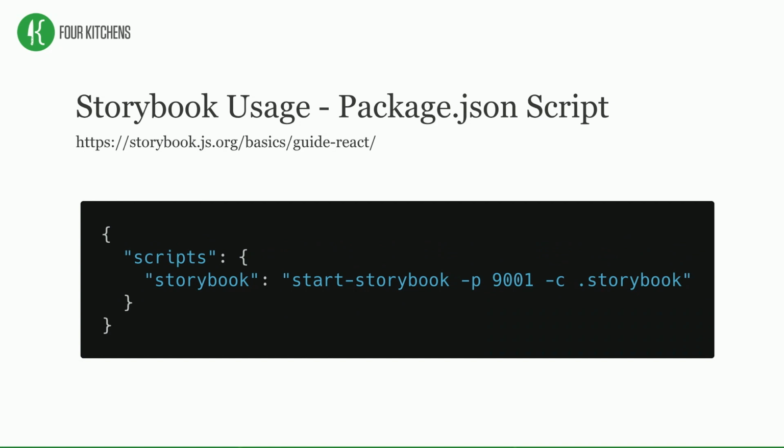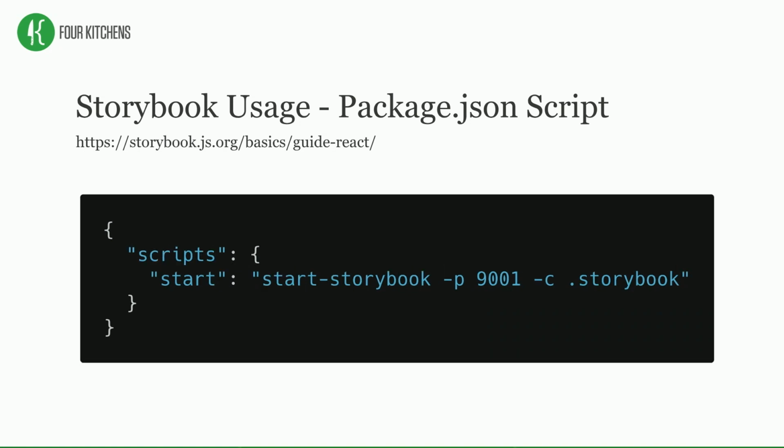In terms of just adding it into your workflow, this is just a line from package.json where you can tell Storybook to run. This is the default instructions from storybook.js.org. And that's basically like yarn storybook or npm storybook to run it. We use start on our instance.